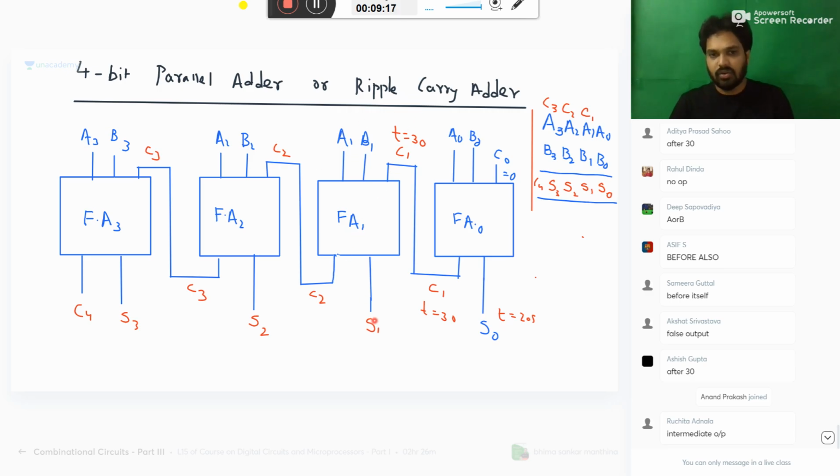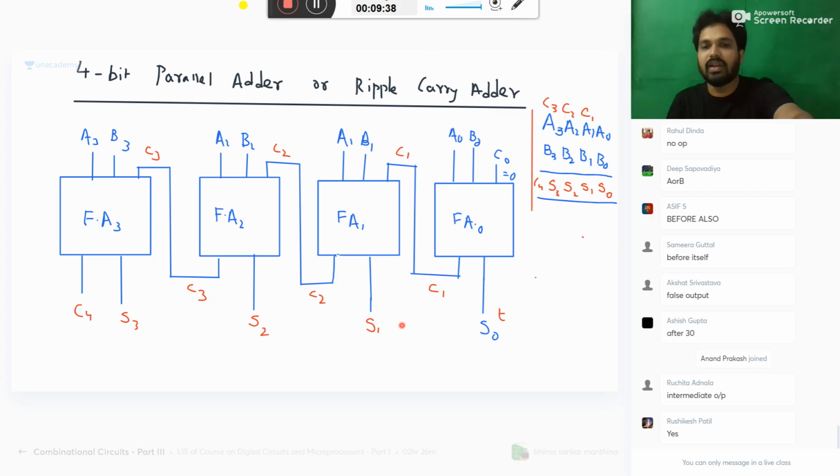But at t equal to 30, the original input is applied here, that will be added and then you get a new output again. Before getting this new output there will always be some intermediate or transient outputs. Please understand that. Because the adder doesn't know when you are giving carry, it will always do its job. When you apply A1, B1 itself, it will do its job based on its C1. Even if you change the C1, it will change its value again.